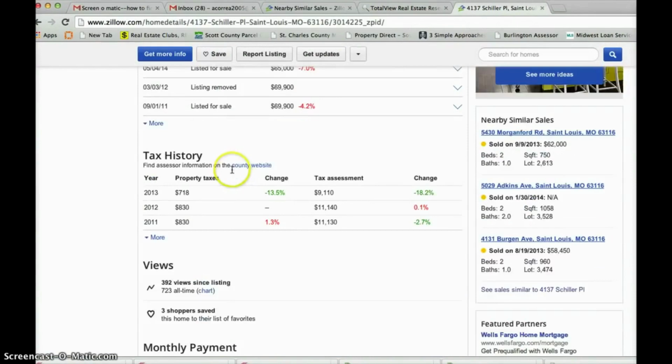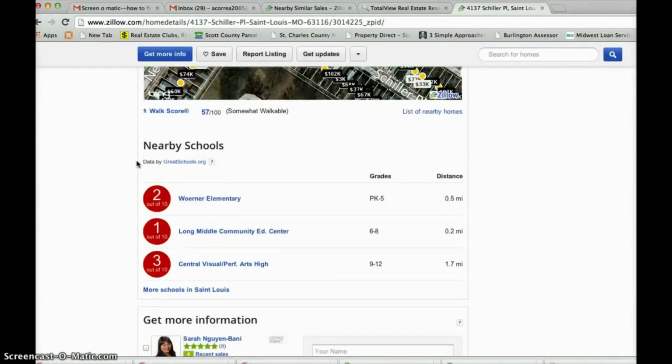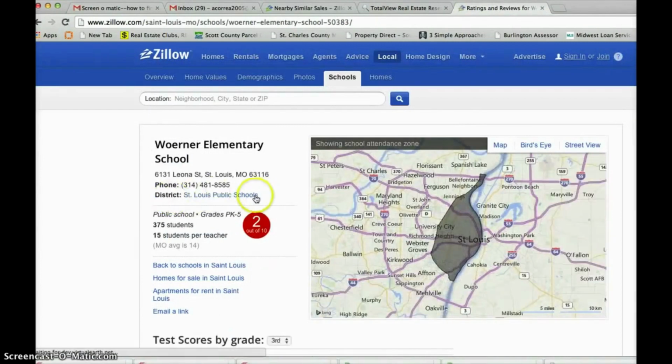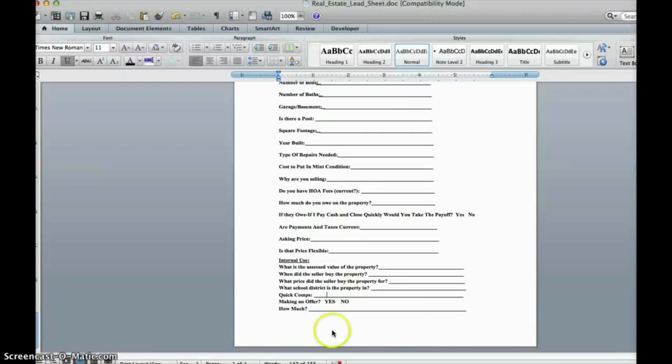As far as school goes, let's see, nearby schools, I usually click on one and it'll tell you the district. So St. Louis Public Schools. That's important because when you're comparing properties for value, you want to make sure they're in the same school district. Let's pull that sheet back up.